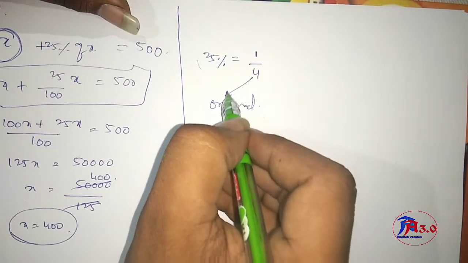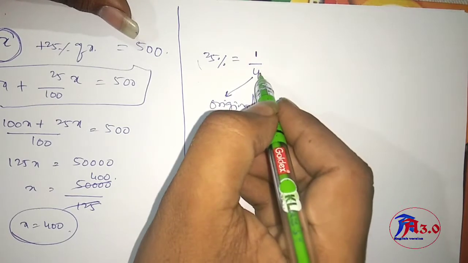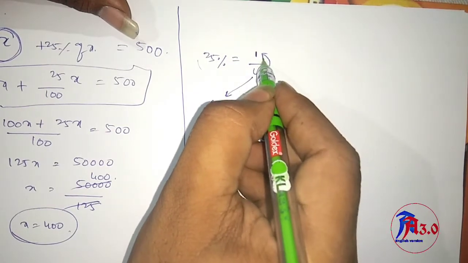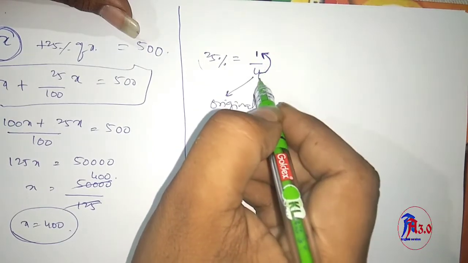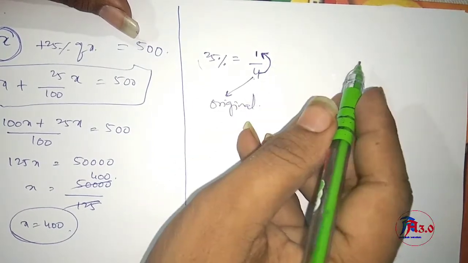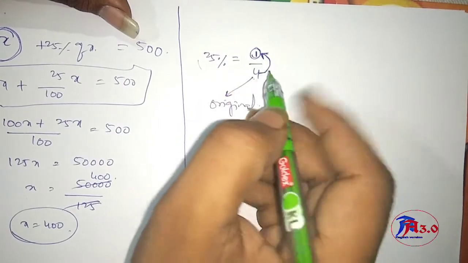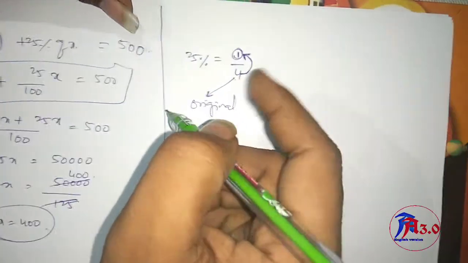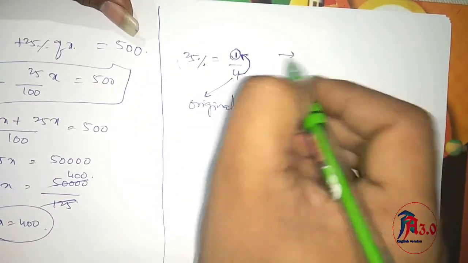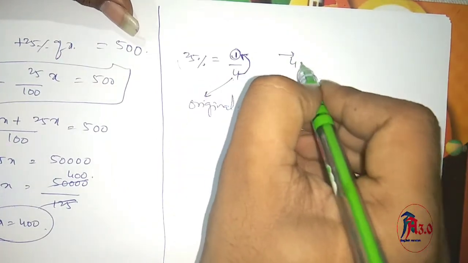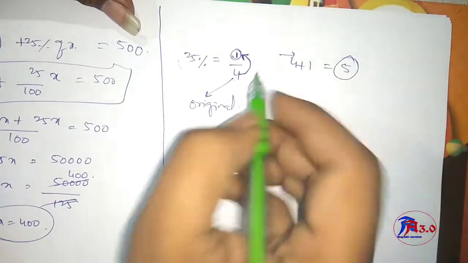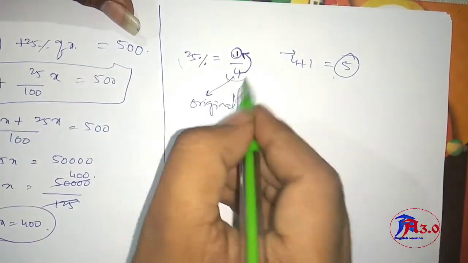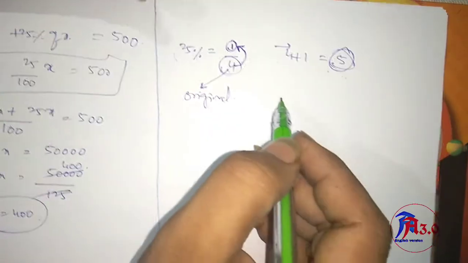So if we consider 4 as our original number, then how many units did we add? How many units do we have to add in the original number to become it 500? Here it is, we have to add 1 unit. So what would be the final number after adding the 1 unit in original number? It will be 4 plus 1, it will be 5. So I got the lower values of original number and final number.